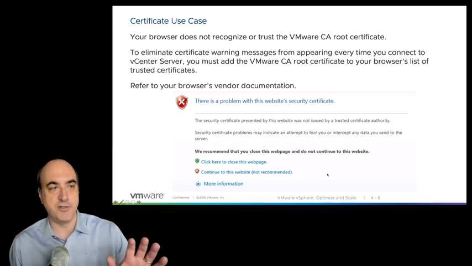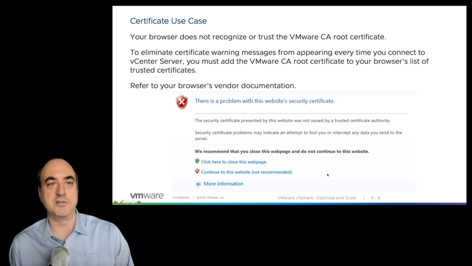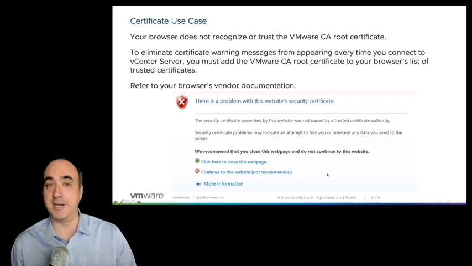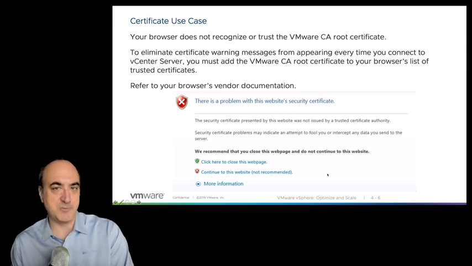The classic, there is a problem with the website's security certificate, right? If the certificate authority actually signs their own certificate, right? Self-signed certificates are kind of like walking around with a fake ID. The VMware certificate authority is claiming they are who they are, and your browser isn't going to natively trust them.